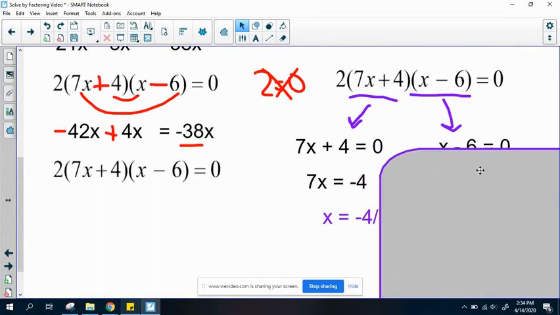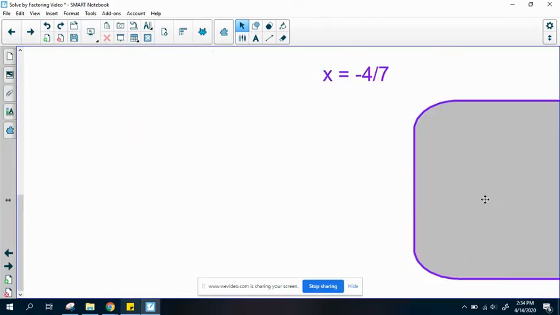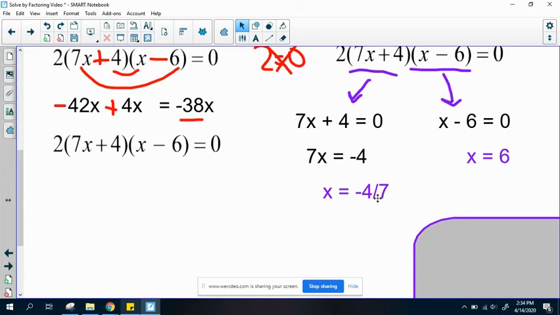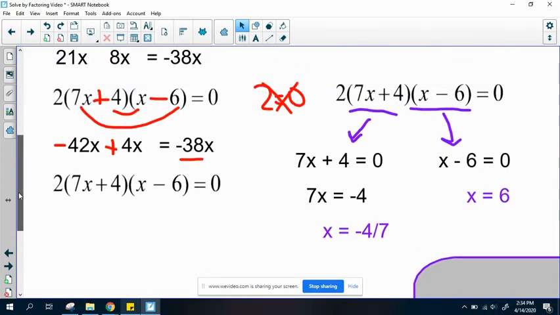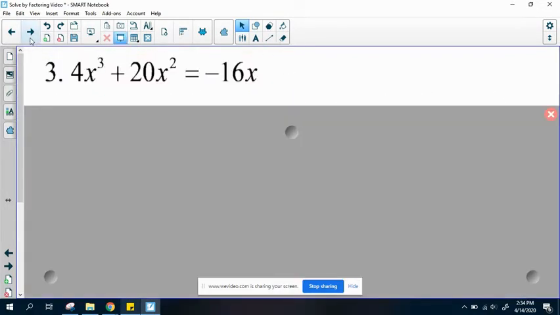This one, I'm going to subtract 4 because it is being added, and then divide by 7. You can, again, give the decimal or leave it. And then for the last one, I'm just going to add 6 over. And so my two answers are x is 6 and x is negative 4 over 7. Generally, with quadratics, you're going to have 2 answers most of the time. Let's try, I'm going to do 5 total.